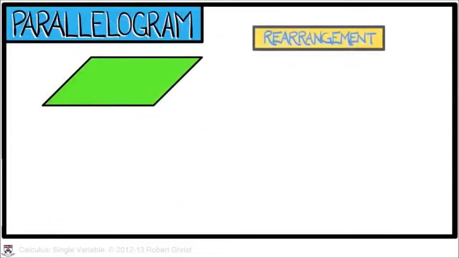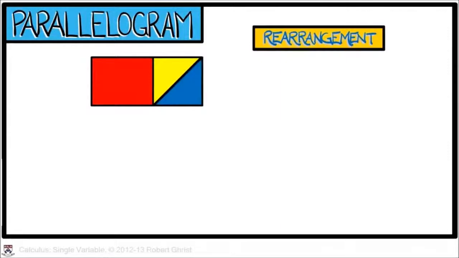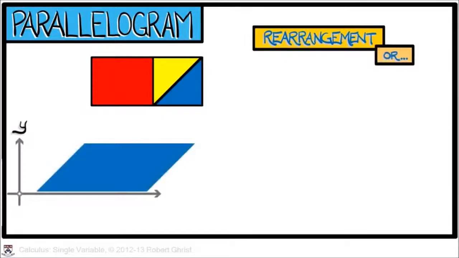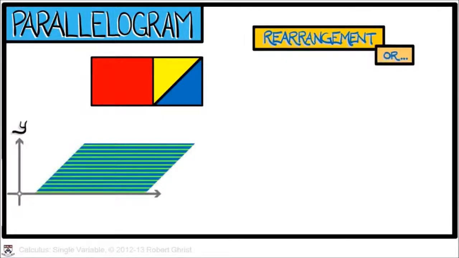Recall a parallelogram. Now, you would probably argue by rearrangement that if you cut it into pieces and reshuffle, then you can build a rectangle, and we all know the area of a rectangle. Well, that's good, but there's another way to think about this. Consider your parallelogram in the xy plane with the base on the x-axis, and then slice it into horizontal strips of, if you will, an infinitesimal thickness, dy.